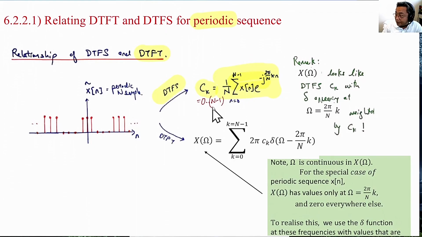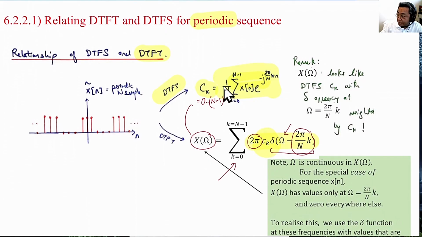How can we then take this DTFS representation and use that to represent it as DTFT? What we simply do is to apply this process. We take the Ck and put it here, and we multiply the Ck values by 2 pi, and what we do is that we put delta functions at every omega equals 2 pi n over N times k for the corresponding Ck, and we do it for all the k's from 0 to N minus 1.